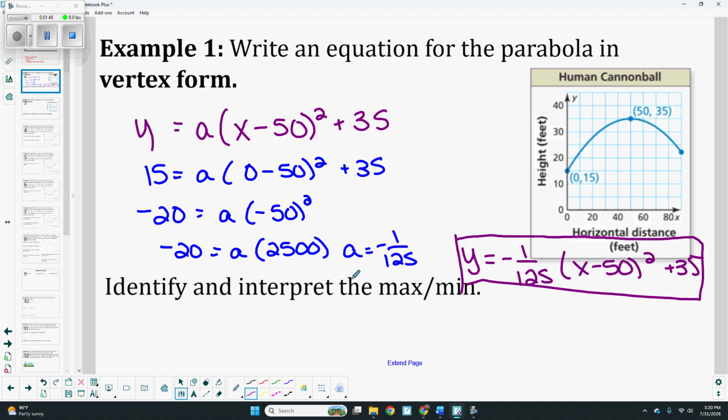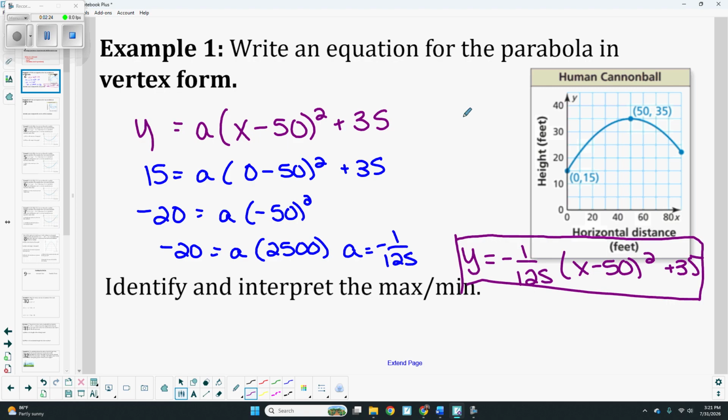Identify and interpret the max or min. So when they say that, we should be using the words that they've shown us in the graph. So they talked about the fact that this is a human cannonball. The y value represents the height in feet. The x value represents the distance in feet, the horizontal distance. And we could see that this had a high point, a max point. So I'm going to try to include the scenario I'm dealing with, if it's a max or min value, what the y value is in context, and what the x value is in context.